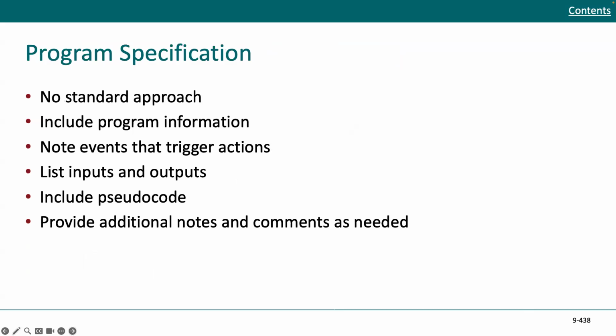Well, what about the program specification? For this, the argument is there is no standard approach. It includes program information. You want to note events that trigger actions, you want to be sure to catalog and list the inputs and outputs. Including pseudocode is going to make it easier for this to be codified when you get into programming, and you want to provide additional notes and comments as needed.